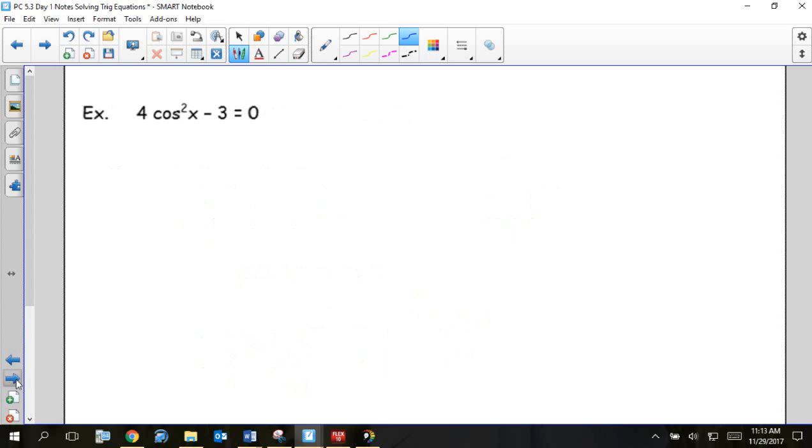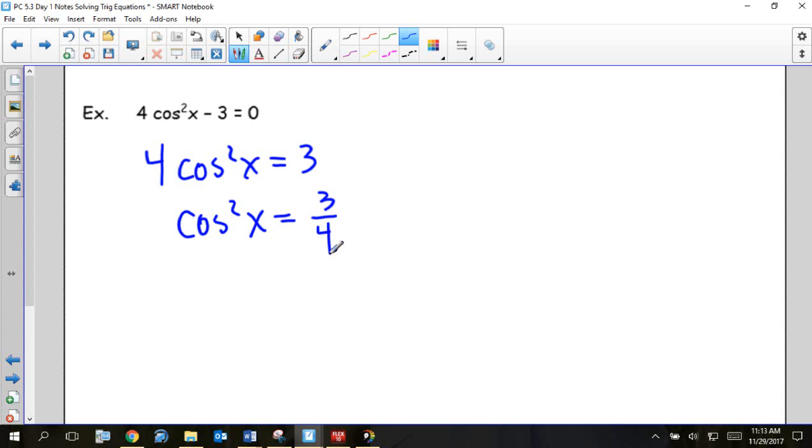Here's my next one. What should I do first? Add 3. Close. You add 3, then divide by 4. And we're trying to isolate x. You gotta get rid of something else. Square root. So we get rid of the square.